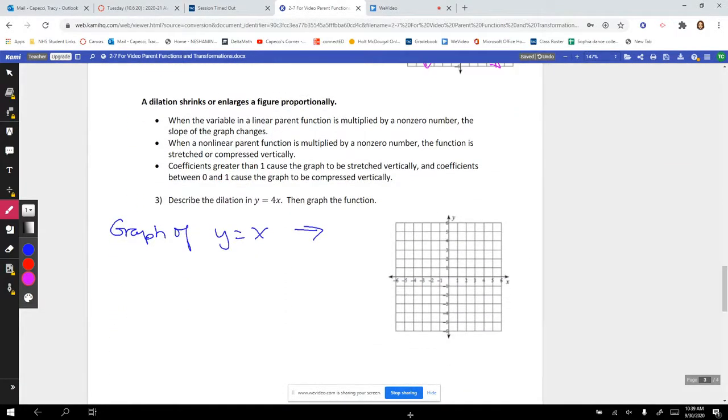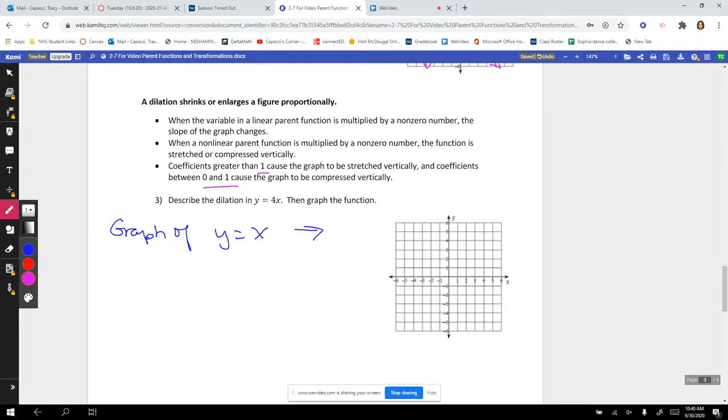A dilation shrinks or enlarges a figure proportionally. When the parent function is multiplied by a non-zero number, so anything other than zero, the slope of the graph changes, right? You've graphed a lot of lines and you never really thought about it. When a non-linear parent function is multiplied by a non-zero number, the function is stretched or compressed. So when we have coefficients that are greater than 1, it could stretch vertically. Coefficients that are a fraction can be compressed.